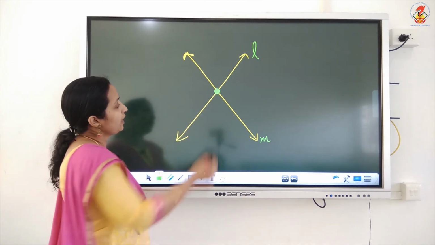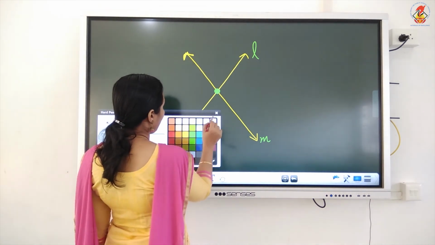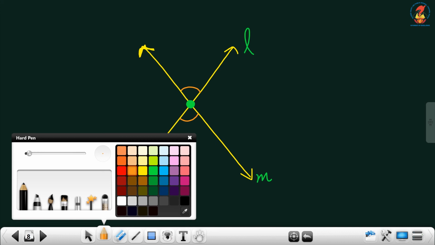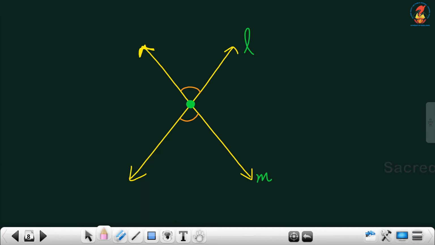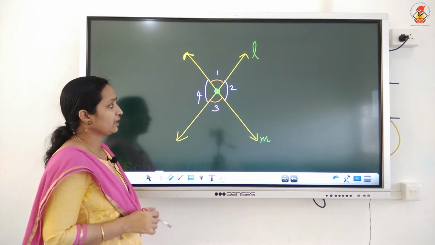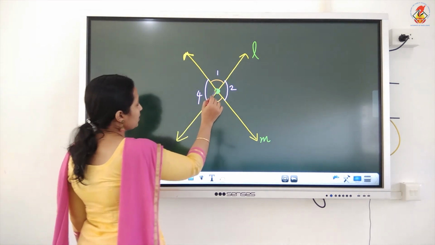So how many angles can you see here? You can see one angle here, one here, and one here. The next angles in this figure are one here and one here. So when two lines intersect, we get four angles. I will name them angle 1, angle 2, angle 3, angle 4. And I already told you this is the vertex of the angles.